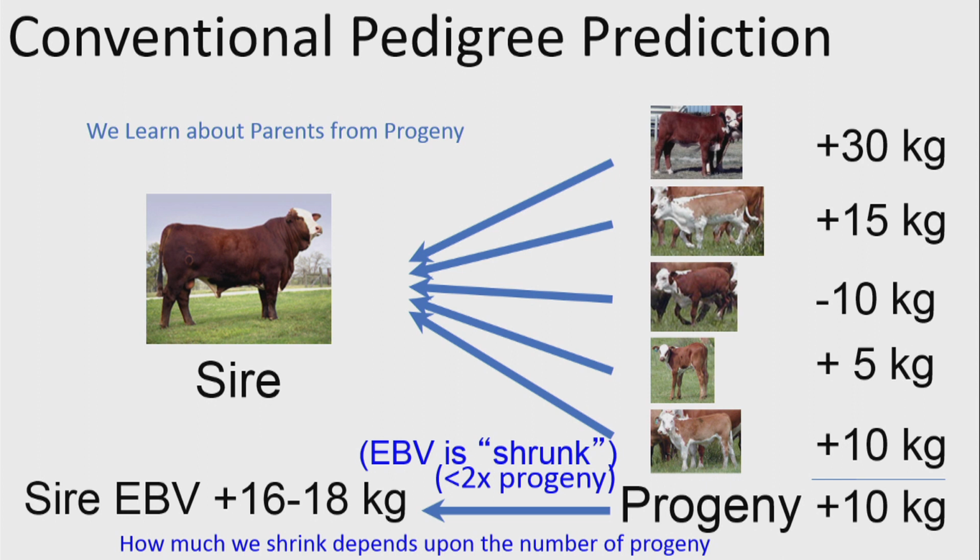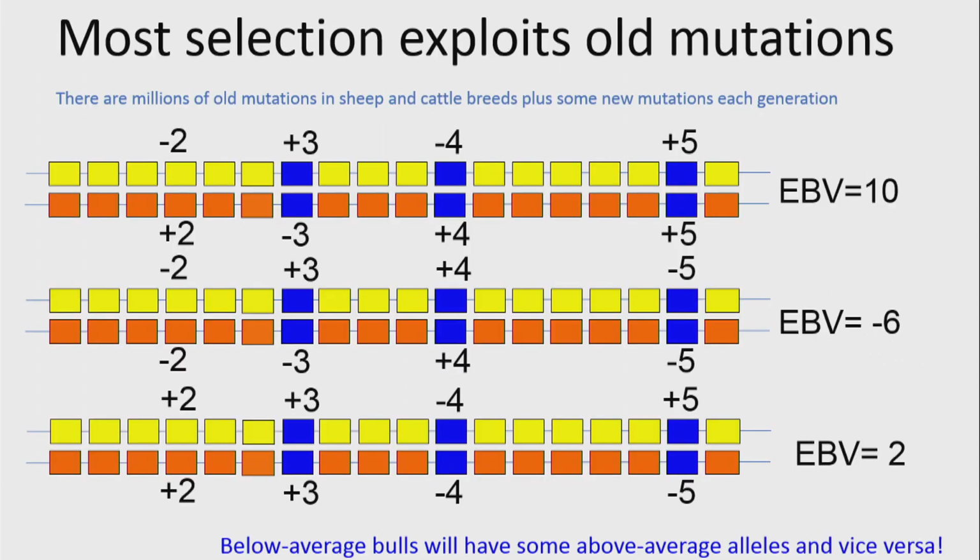But mostly they don't have a huge number of offspring, and so we have to shrink what we see. And you hear about the BLUP technology, and basically what it is, it's a shrinkage system. So instead of being 20 kilos, we shrink it a little bit, and we'd say that bull, based on, say, 85 offspring, averaging 10 kilos, would have an EBV of, say, 16 to 18 kilos. So that is a very blunt instrument for selection, and I'll try and explain why that is.